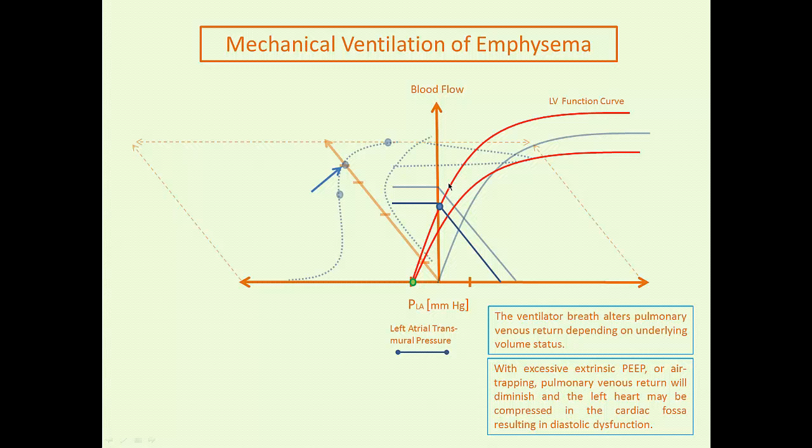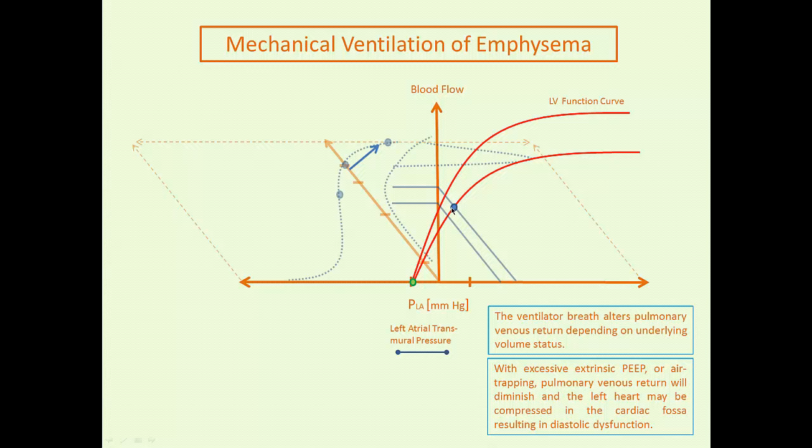Similarly, during expiration, if lung volume is being reduced and the lung volume was really compressing against the LV and creating kind of a diastolic dysfunction, you may have that released during expiration. And then during inspiration, again, those effects will be reversed. You're going to bolus the left heart as lung volume increases, so your pulmonary venous return curve will shift rightwards.